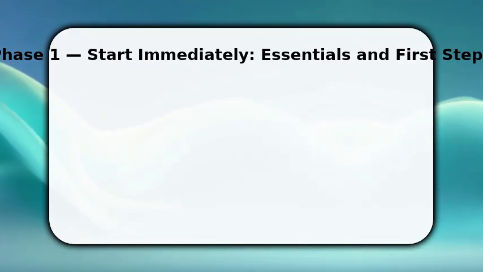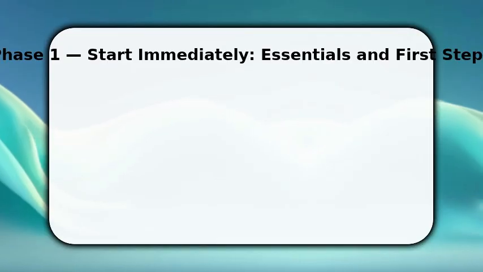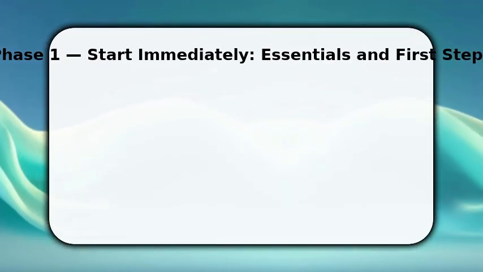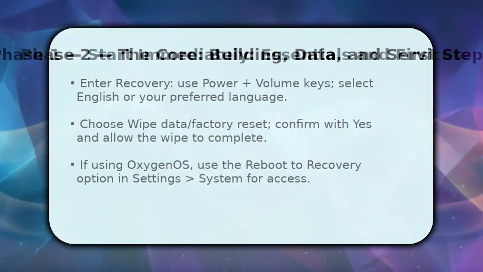Power the device off and hold power plus volume down to enter recovery. This jumpstarts the factory reset process safely and quickly. You are now in recovery. Use the volume keys to navigate and power to select.